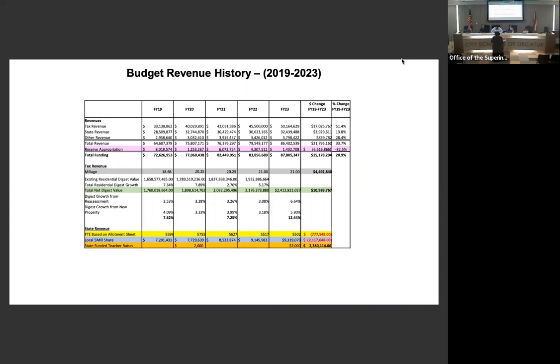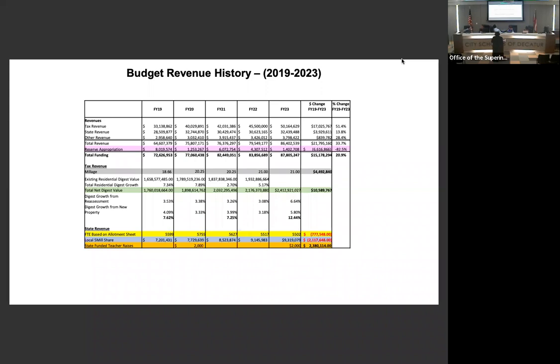Are there any questions on the budget revenue history? Yes, and this may be a little bit difficult to answer today, so if we have to come back, this is totally fine. When we talk about tax revenue, in this case, it's almost all, if not all, property tax revenue, correct? Correct.